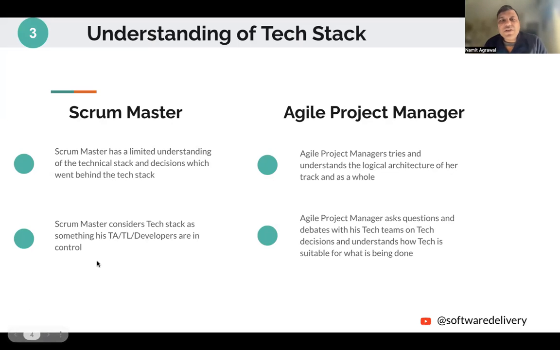The third key difference between a Scrum Master and Agile Project Manager is in the area of the technology stack. A Scrum Master has a limited understanding of the technical stack and decisions which went behind the technical stack. They also consider the technology stack as something which the technical architects and team leads are in control of. Whereas an Agile project manager would try and understand the logical architecture of their track as a whole. They would ask questions and debate with their technical teams on the technology decisions being taken and how the technology stack being supplied addresses the contract and the scope of what is being delivered to the customer.